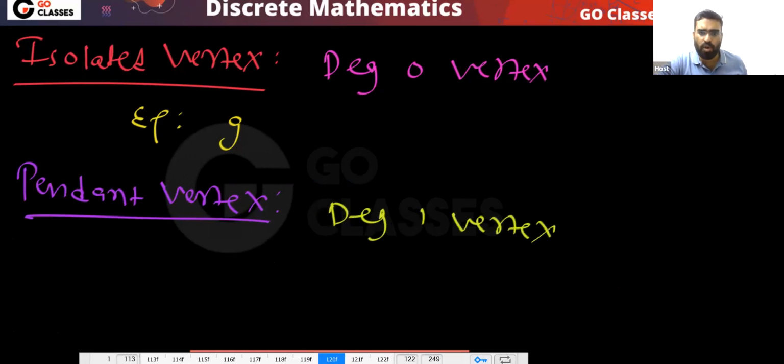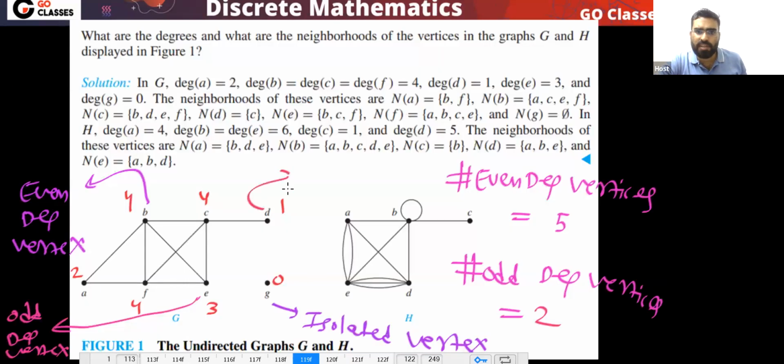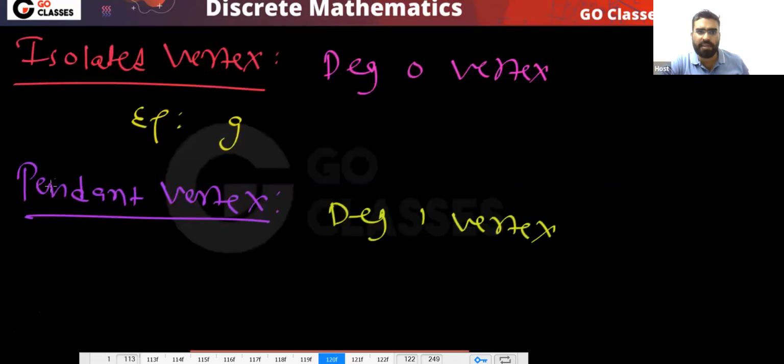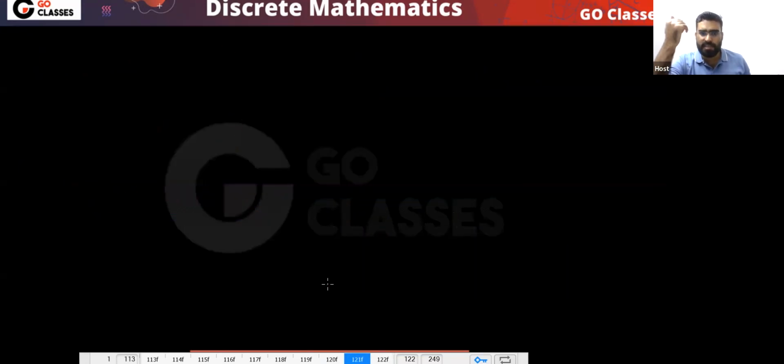Degree 1 vertex, that will be your pendant vertex. So for example, this vertex D is a pendant vertex. Okay, a degree 1 vertex will be called a pendant vertex. And an isolated vertex means there is no neighbor. It is isolated, so it has degree 0. The remaining things we will see in the next lecture.